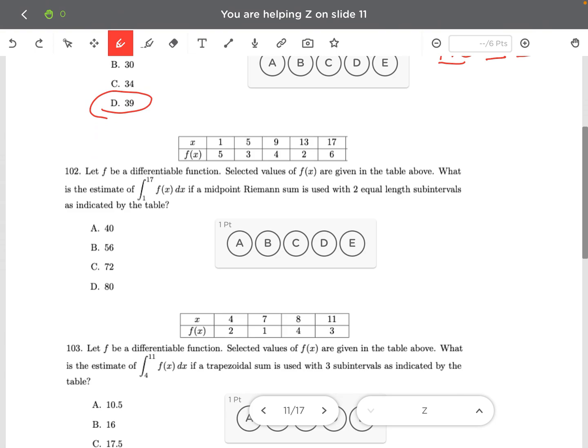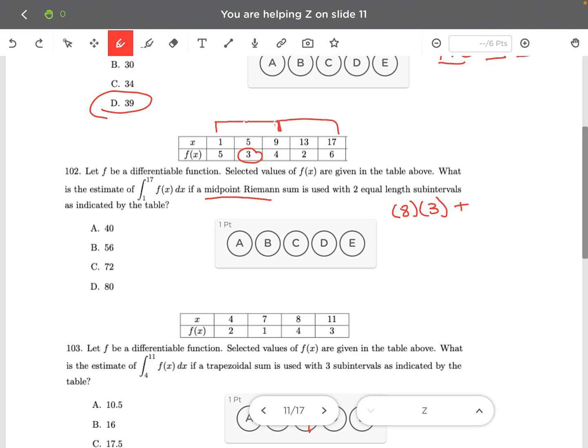Okay, next one. You've got a differentiable function again. It just means the slopes exist and it's continuous. We want to estimate the integral using a midpoint Riemann sum. So remember, for a midpoint, you need a point in the middle. So in order to have a point in the middle, we have to actually go all the way from 1 to 9. So the width of the rectangle is 8, and we're going to use the y value in the middle, which gives me 3.